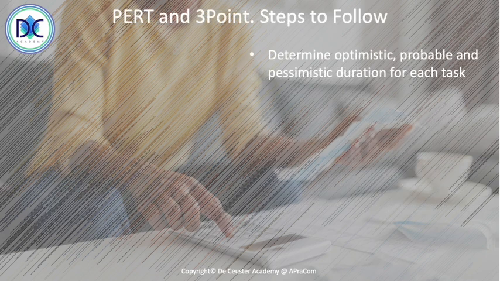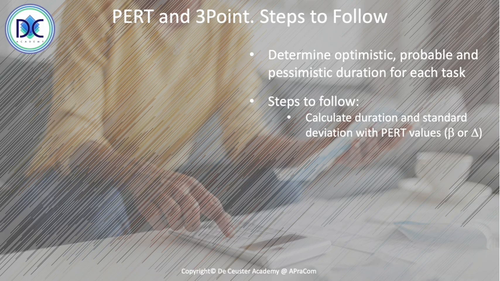Let's have a look at PERT and 3-point and the different steps to follow. We determine first the optimistic, probable, and pessimistic duration for each task. What are the steps to follow? First, we calculate the duration and standard deviation with the PERT values. We look either at a beta distribution or a triangular distribution. When we use the beta distribution, we call it the PERT estimate, and with a triangular estimation, we refer to it as a 3-point estimate.